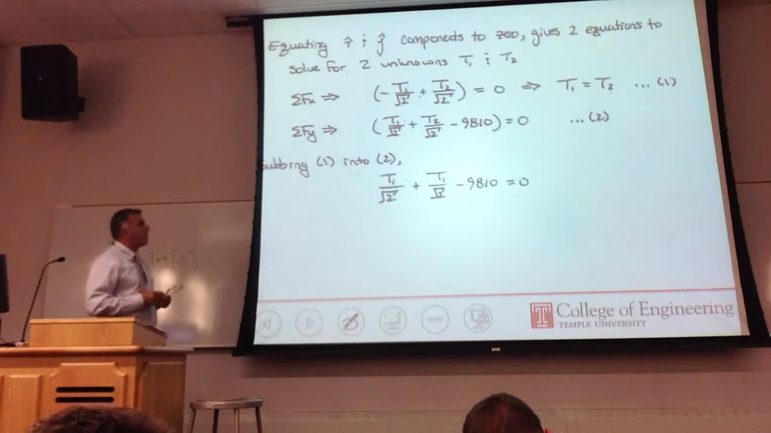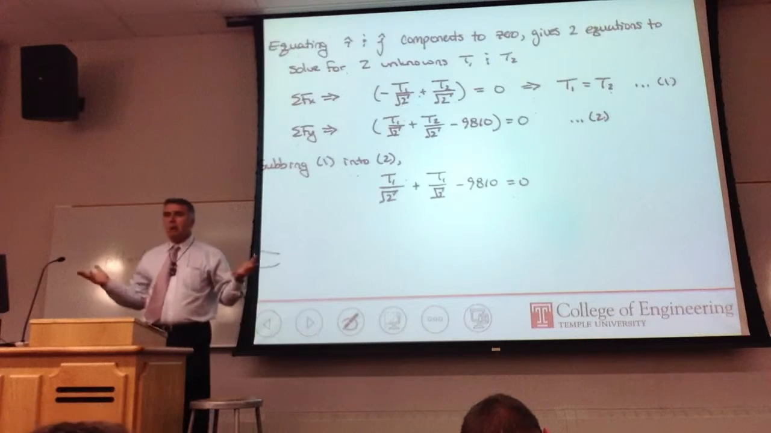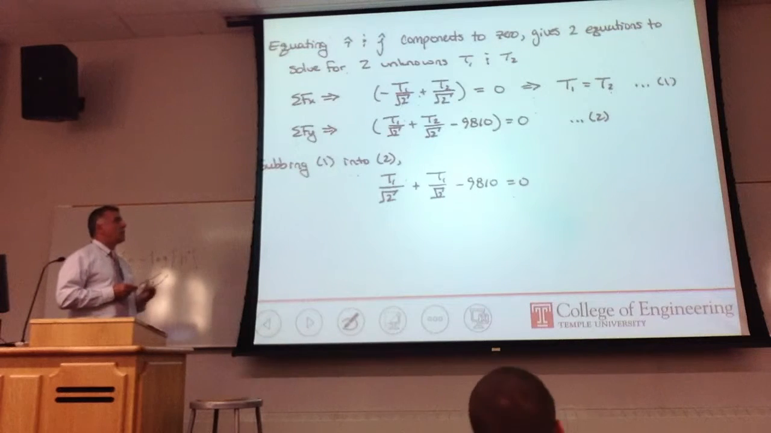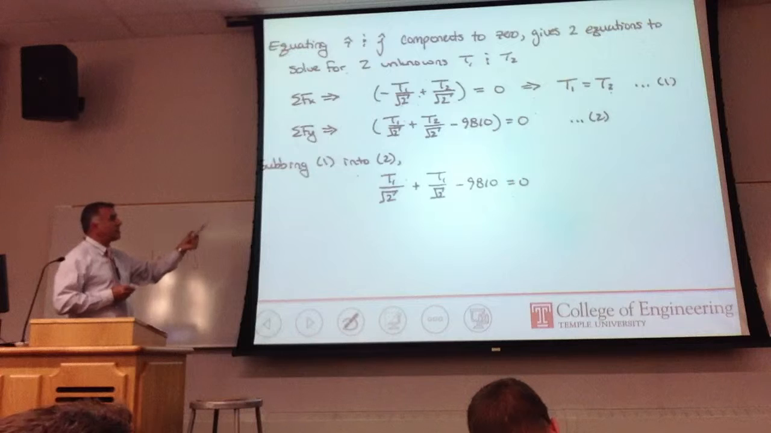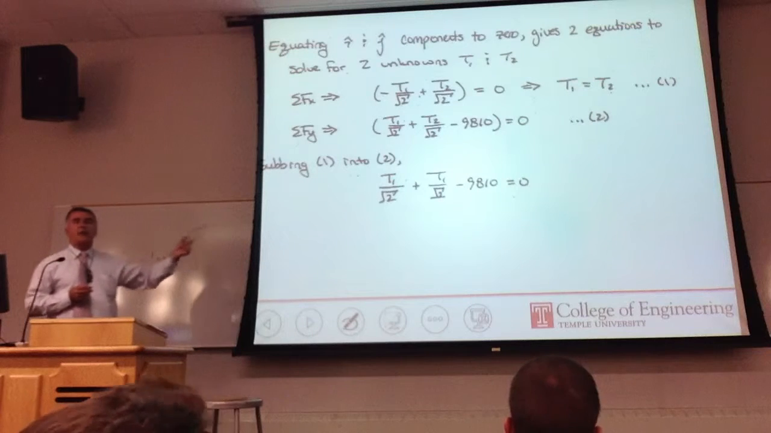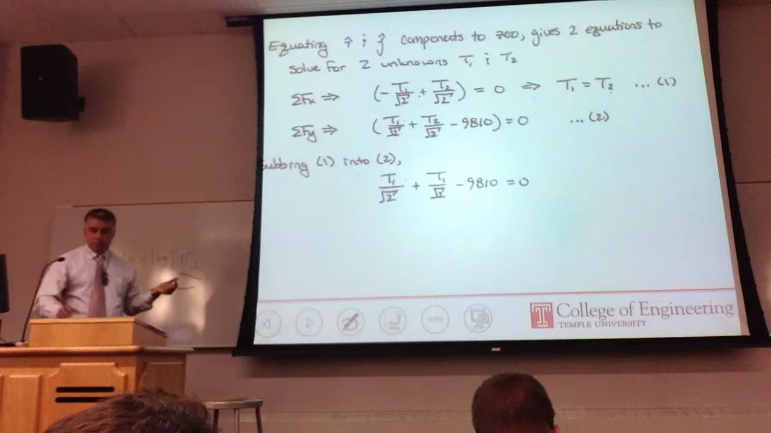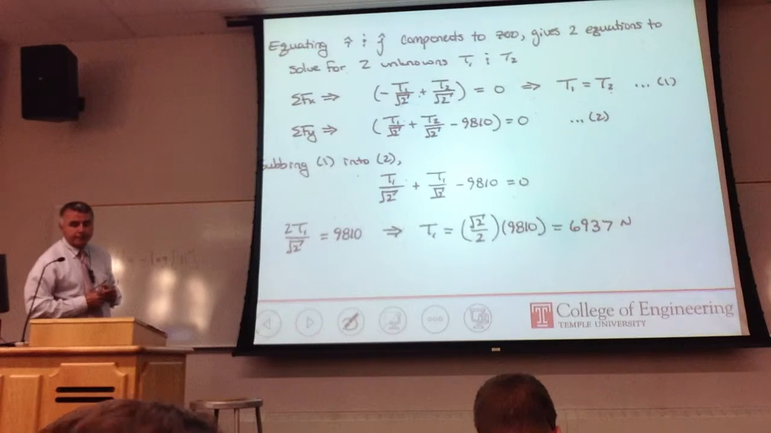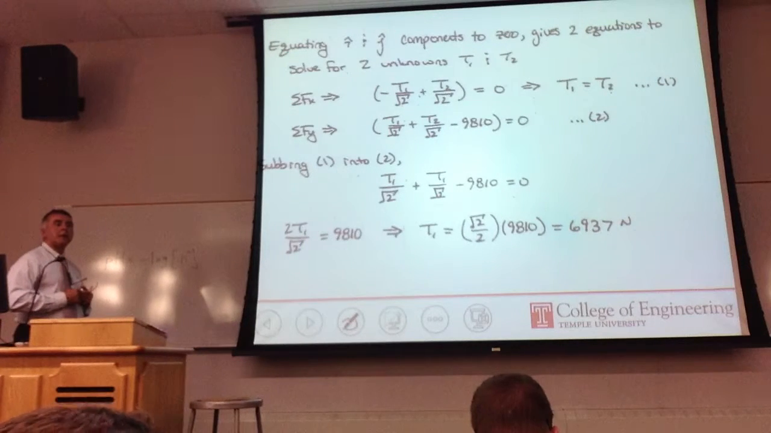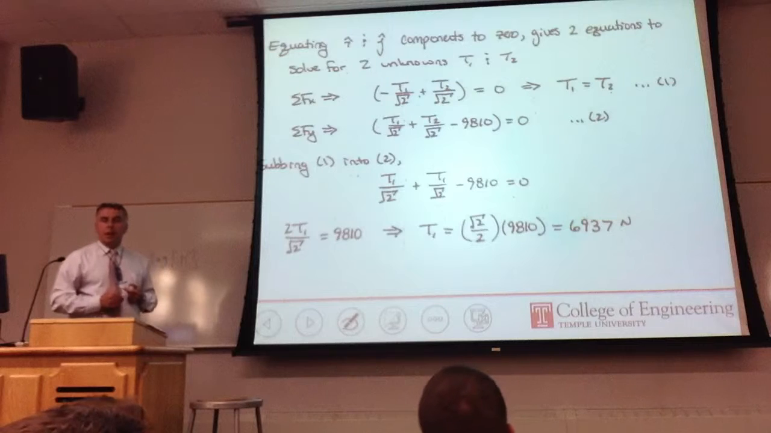Now, did I have to put it in T1? Could it be T2? Yeah, they're both the same. So from here, T1 over square root of 2 plus T1 over square root of 2, which basically means 2T1 over square root of 2 is equal to 9,810. Would I be able to calculate T1 from here? We have one equation, one unknown. Now that I found T1, what is T2? Same, right.